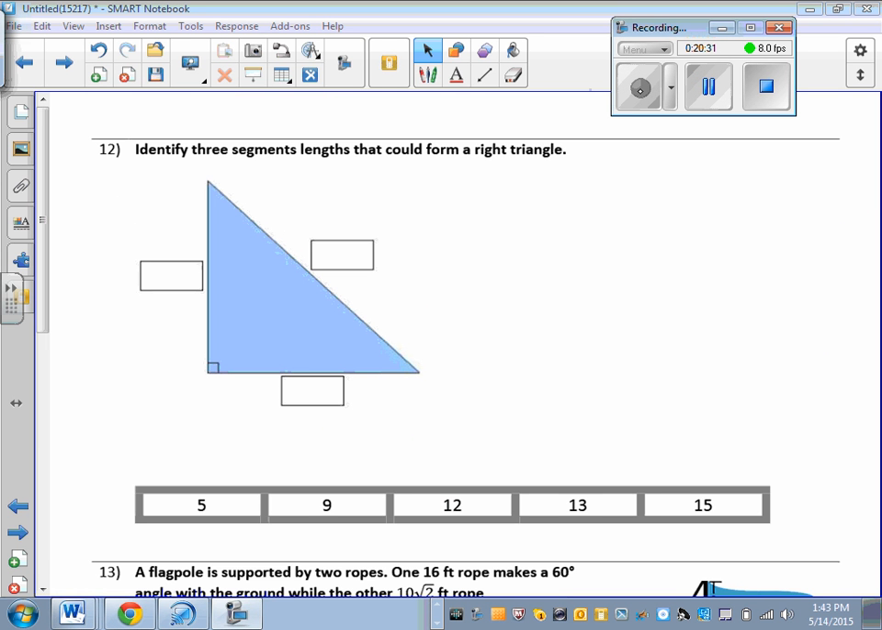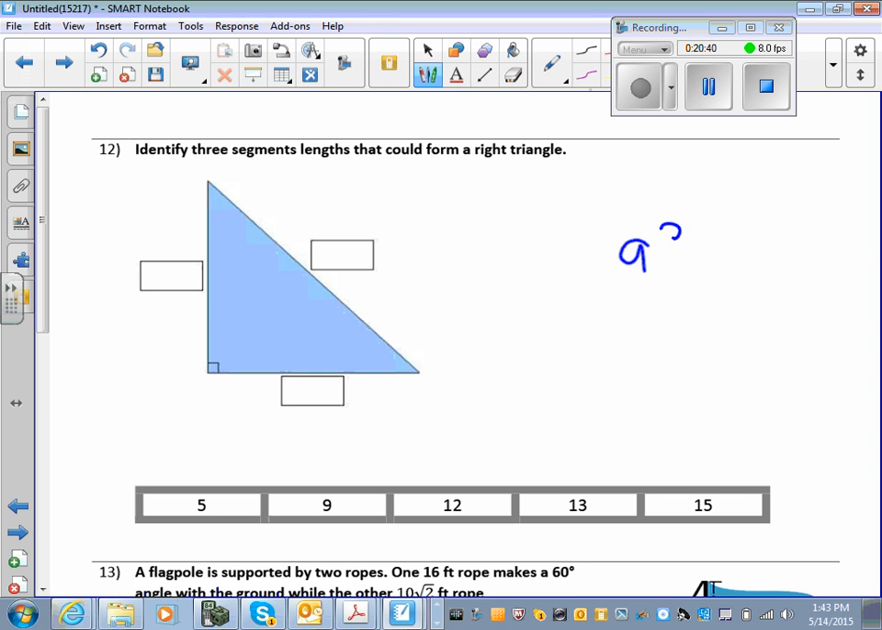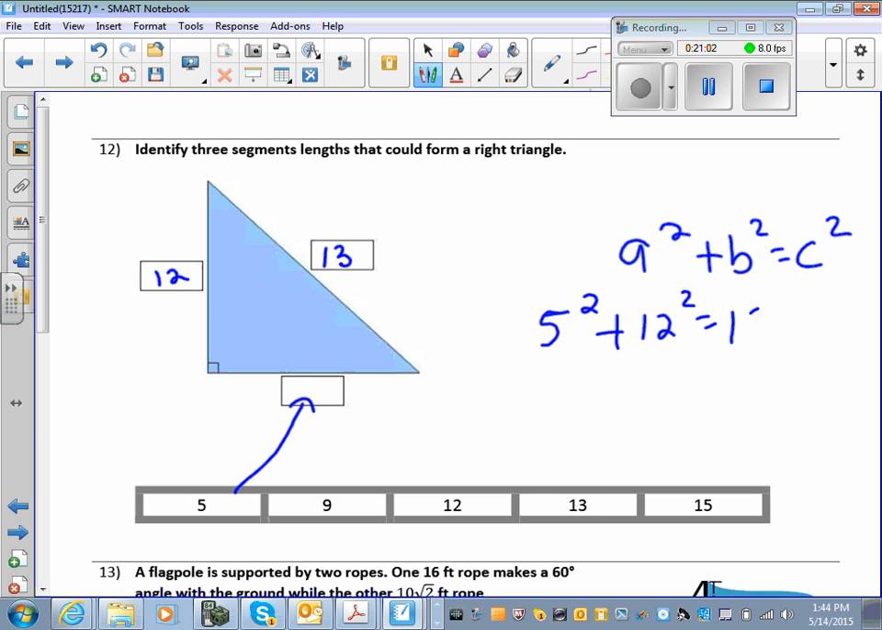All right, number 12, identify 3 segments that could form a right triangle. For it to form a right triangle, it has to satisfy this equation: a squared plus b squared equals c squared. In this case, what do we have? 5, 12, and 13. When you do 5 squared plus 12 squared, it gives you 13 squared. Good job.